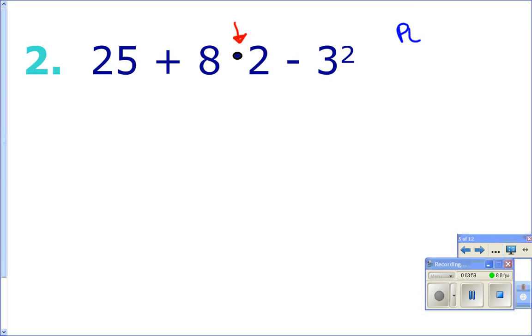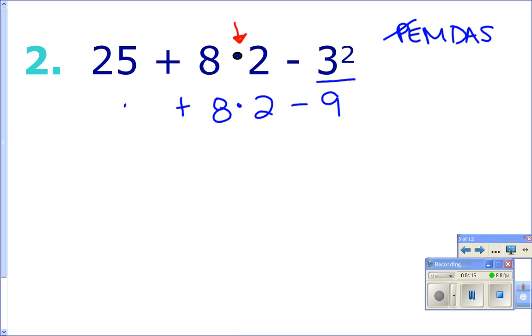Now, we have PEMDAS. Please excuse my dear Aunt Sally. We don't have any parentheses, but we do have exponents. So we're going to underline 3 squared. Bring it down. 3 squared is 9. Then bring everything else down so we can solve. The parentheses are gone now. So parentheses are gone and exponents are gone. So we can move on to multiplication or division. We have a multiplication problem here. 8 times 2. 8 times 2 is 16. So we'll bring everything else down.